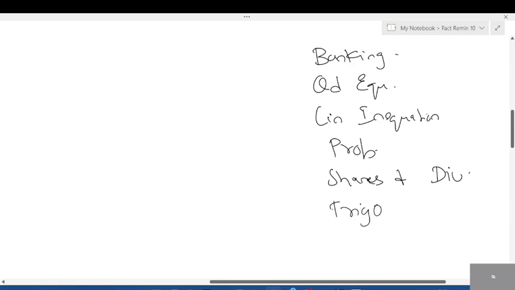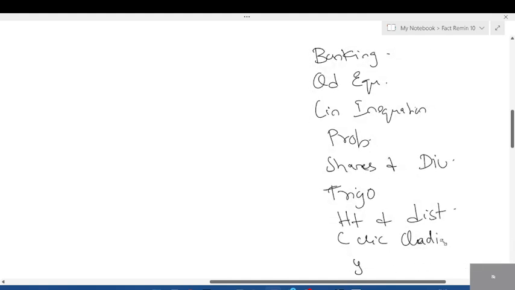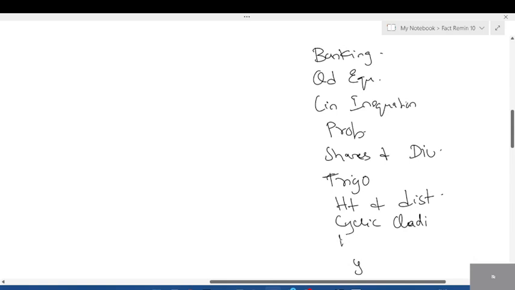trigonometry. We'll revise trigonometry now. Few concepts of trigonometry, then heights and distance, and cyclic quadrilateral. Okay, along with this, matrices. Cyclic quadrilateral we will revise now. Matrices, matrix, remainder and factor theorem. Just remainder theorem. Factor theorem, I'll give it. We'll start next week.